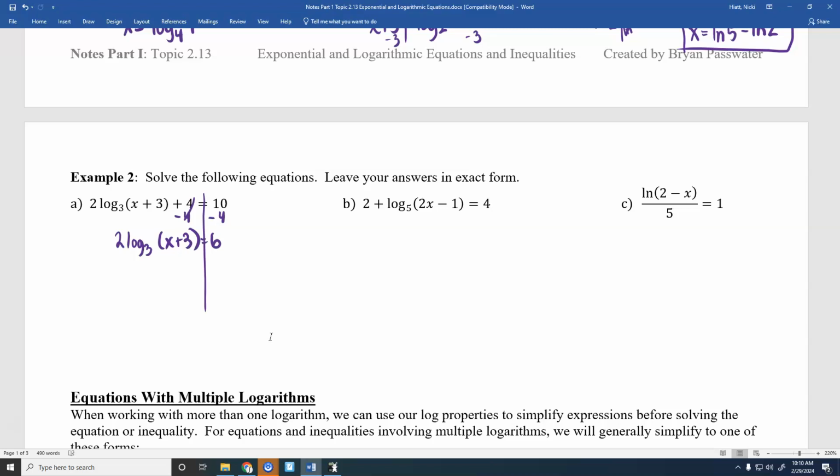Okay, Anaya, what needs to come next? Yes, we got to divide by that 2. Because a lot like the last problem, we can't get rid of that log if there's anything on the outside of the log. So we got log base 3 of x plus 3 equals 3.